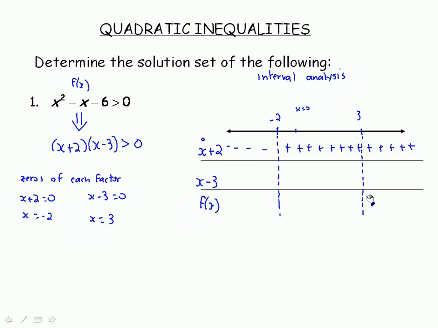Do the same thing for x minus 3. Because the zero is 3, that's where the sign changes. The sign can only change at that point. And if you picked an x value, say 4, it will give you a positive sign for that factor, just like it'll be negative to the left.